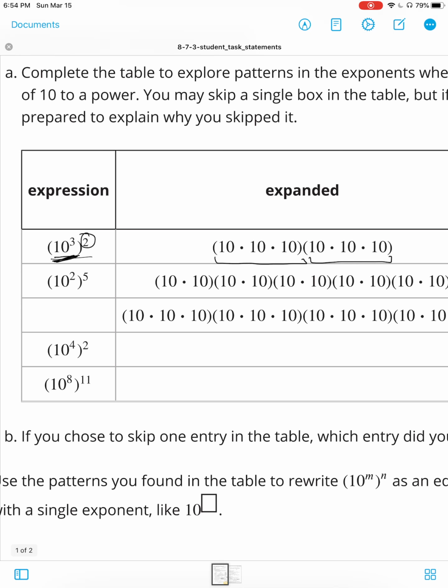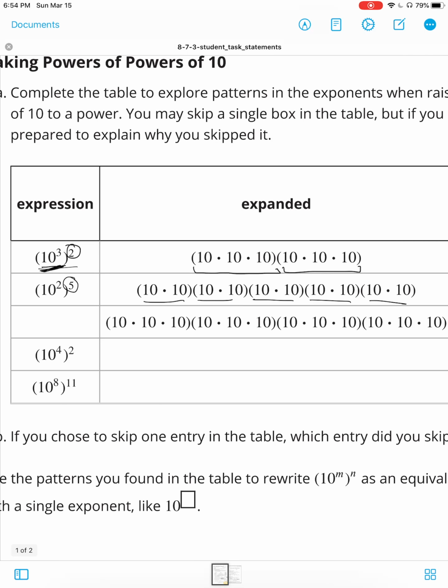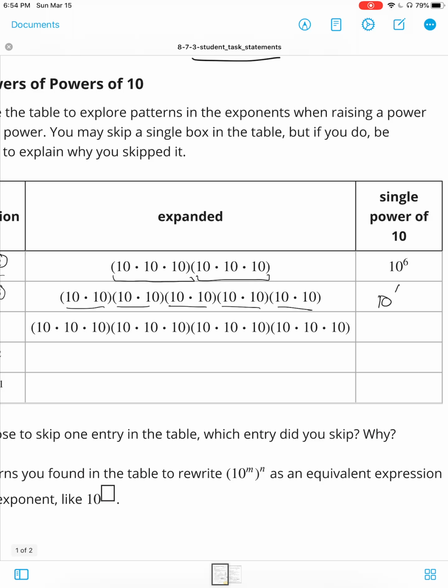There's a 5 right here, and I think that's going to tell me there's going to be 5 groups. 1, 2, 3, 4, 5. Yup, 5 groups of 2, which I know is multiplication. A total of 10 tens.